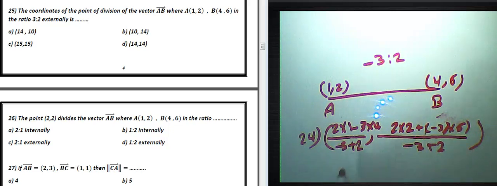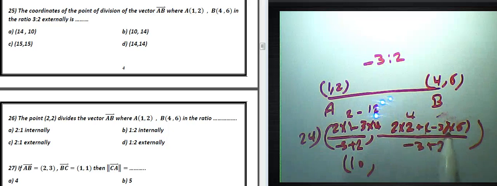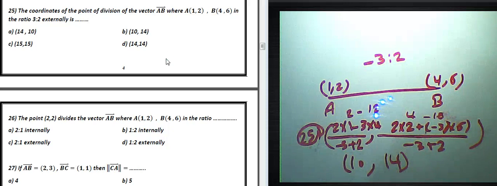Okay, my students, and then 2 times 1 equals 2 and 3 times 4 equals 12, so 2 minus 12 equals negative 10. Negative 10 over negative 1 equals 10. And here 2 times 2 is 4 and negative 3 times 6 equals negative 18. 4 minus 18 is negative 14. Negative 14 divided by negative 1 equals 14. So the division point will be 10 and 14. The result for question 25 will be 10 and 14.